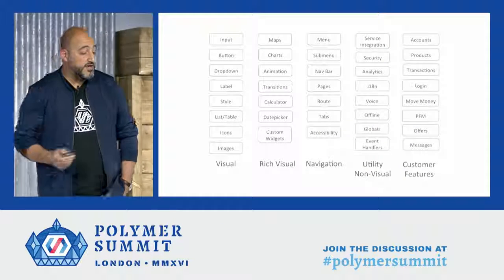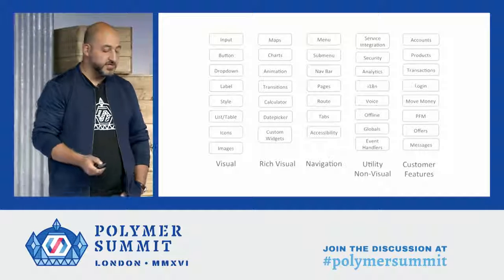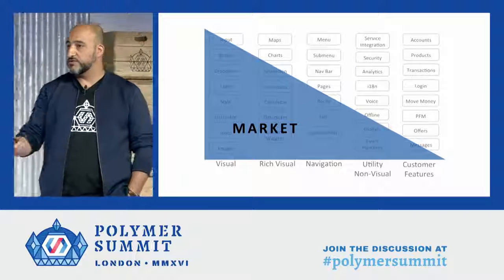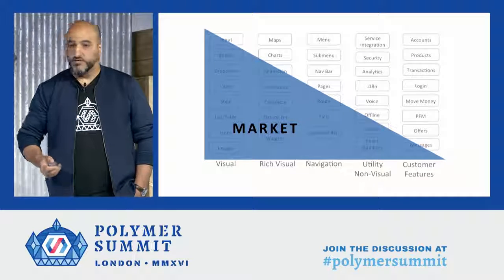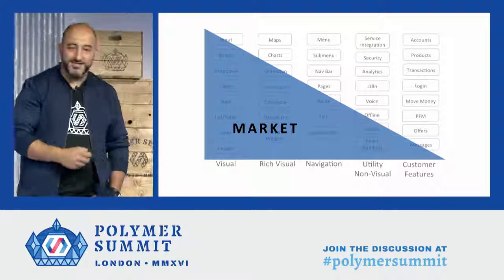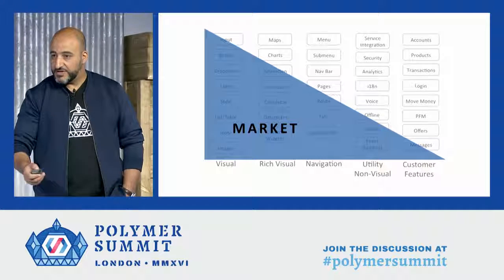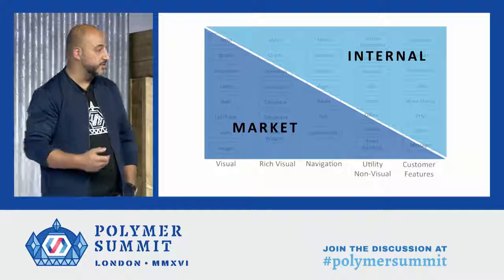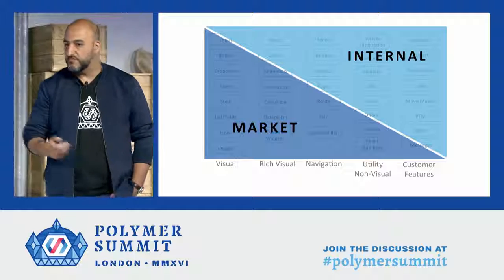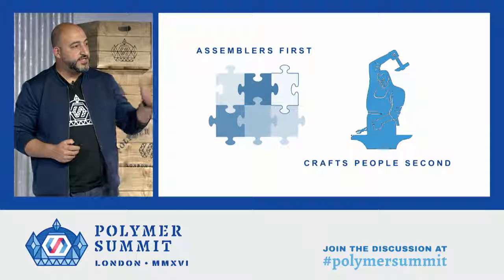If you take a look at it, every application that you build at the front end needs some visual components, some rich visuals, some navigation, utilities, and customer features. Most of those we want to source from the market. We don't want to build everything ourselves. Whether it's a telephony component with Twilio or a charting component with Vaadin, it doesn't matter. If it's available in the market, go get it. Ship it as a custom element, and we will build the pieces that are in the gaps, the stuff that's specific to us, banking. So we're assemblers first, and that's the key message.